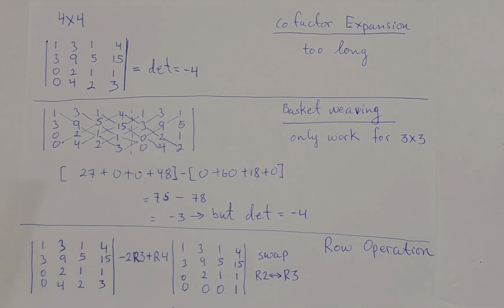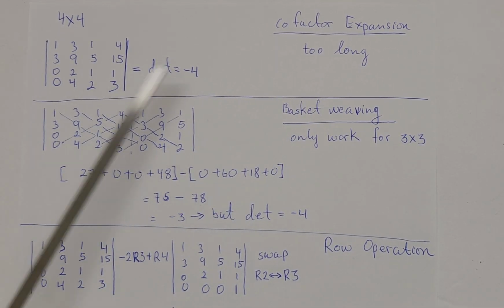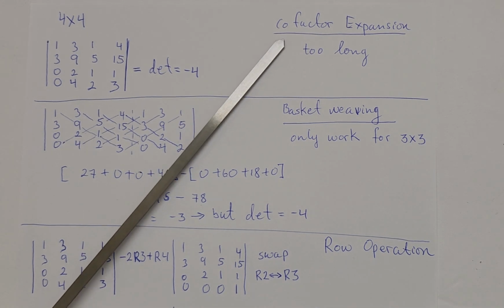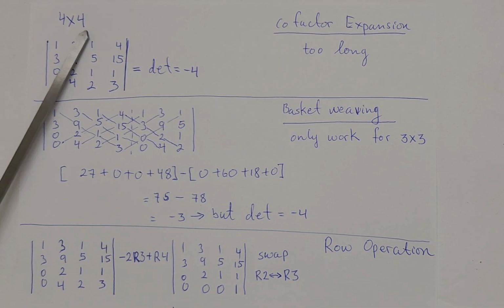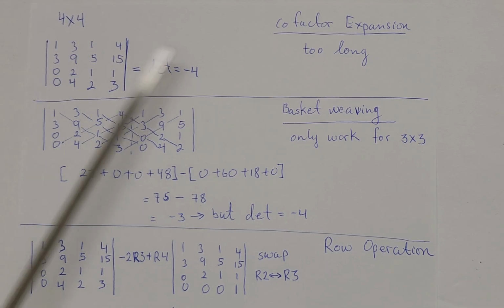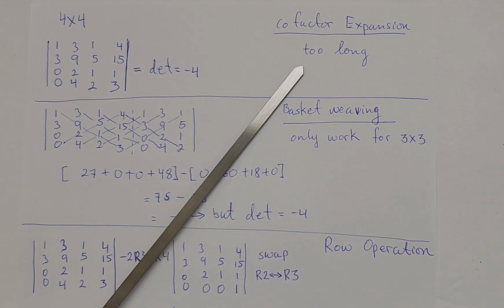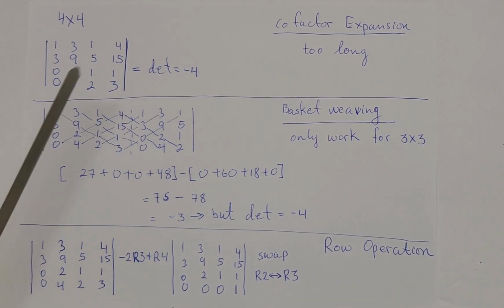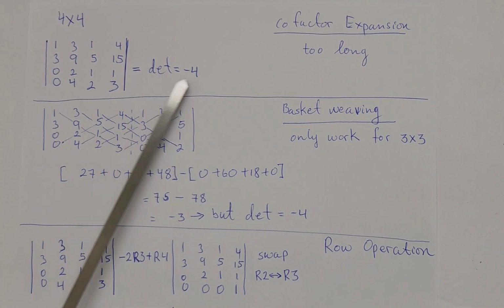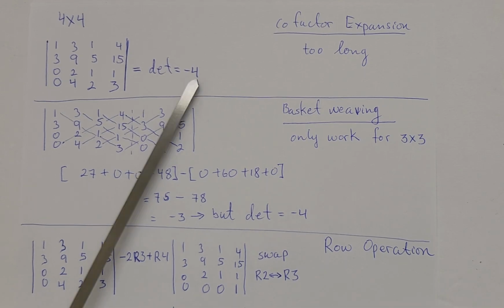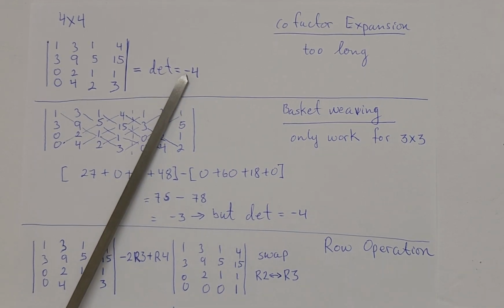One more time. If I am using cofactor expansion in a 4x4, 5x5, 6x6, 7x7, the method is too lengthy. So we're just going to skip that. However, I'm going to give you the answer. The determinant is -4. And we will show you how it becomes -4.